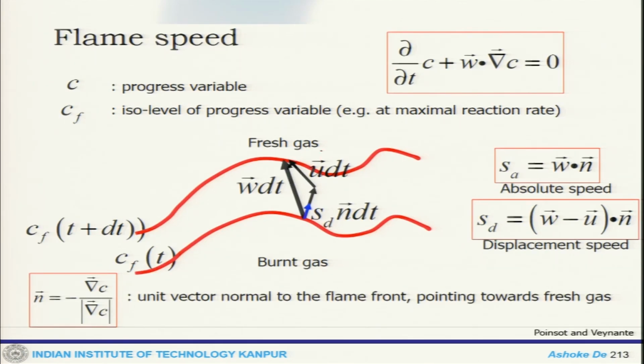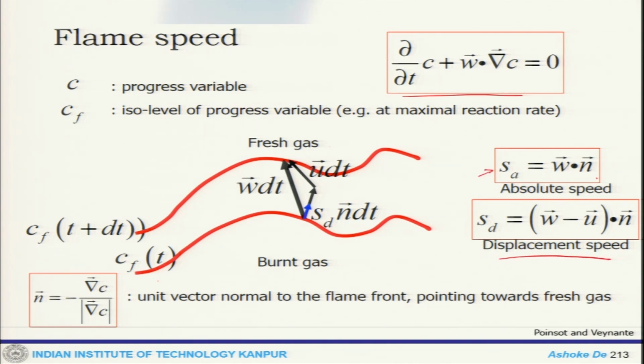So, this is our fresh gas, this is burned gas, this is an isosurface of the flame front. So, this is a time instant t, and this is another time instant. So, C is the progress variable and Cf is the iso level of the progress variable at maximum reaction rate. So, this is the equation, and absolute speed would be w dot n. So, this is how the velocity vector, this SD would be acting in this direction, this is u dt and this is w dt, and SD would be w minus u dot n, this is displacement speed.